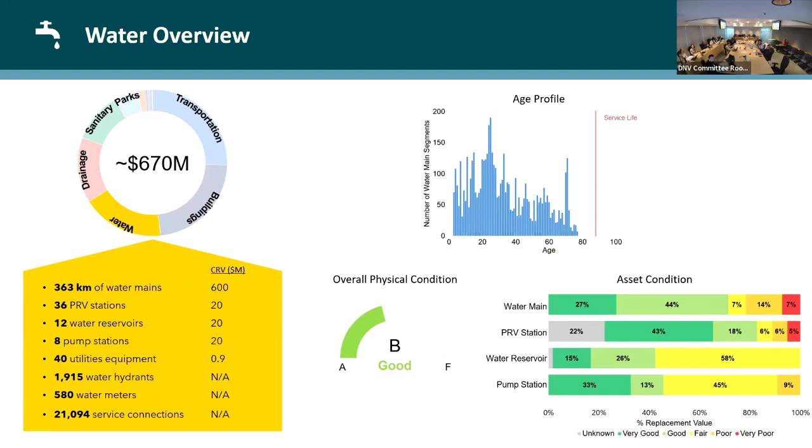Overall, the physical condition, as you can see at the bottom here, is rated as good. But you can see from the age profile, we also have a really good long-standing and effective replacement program. Really, all of those blue bars that you see at the top right-hand side, they're well below that red line, which is good asset management practice.